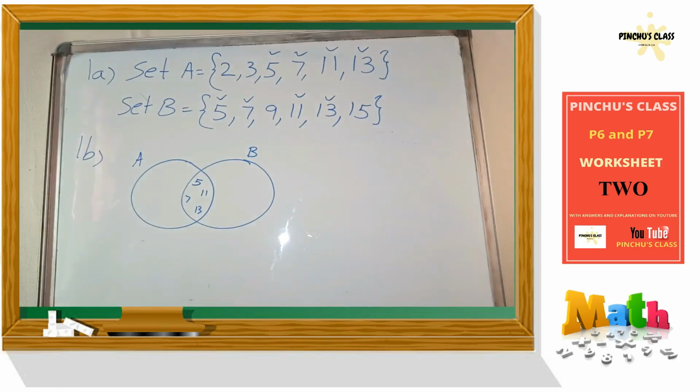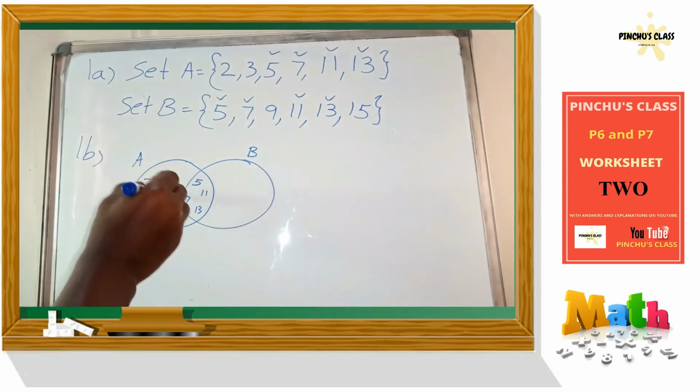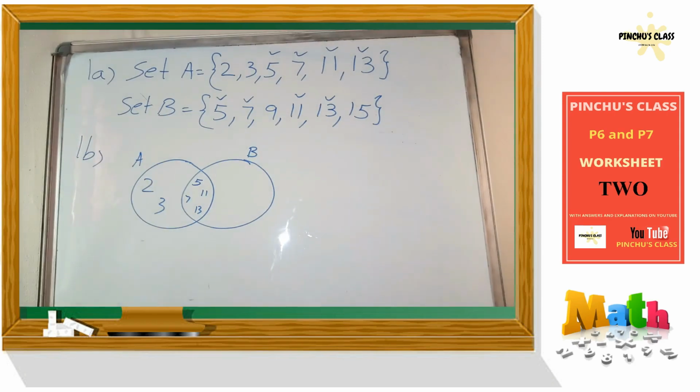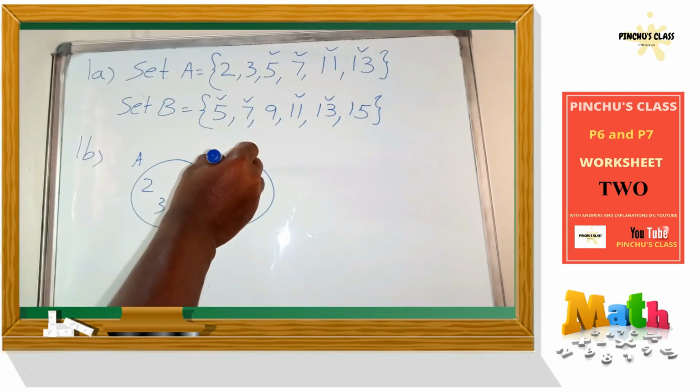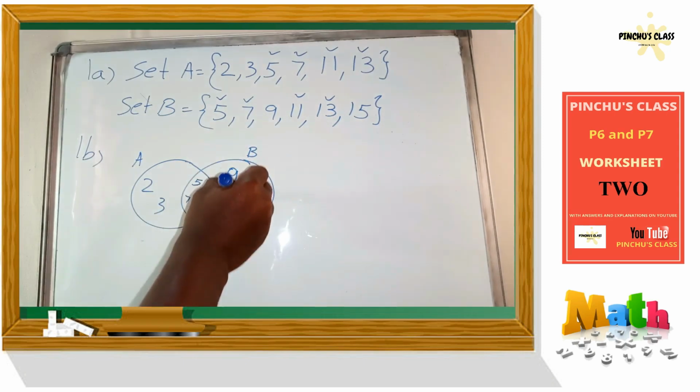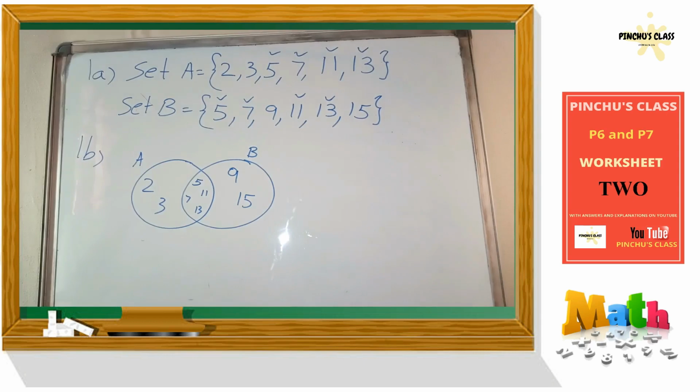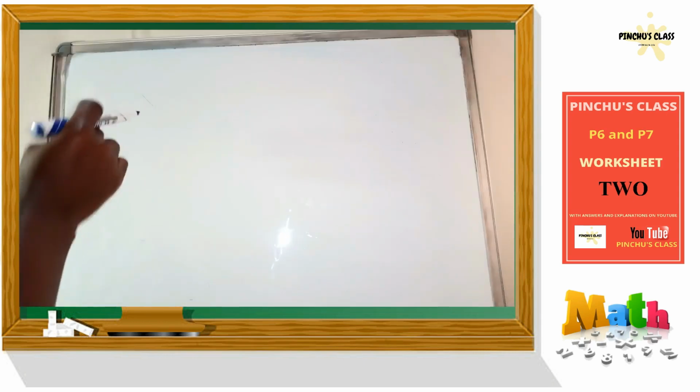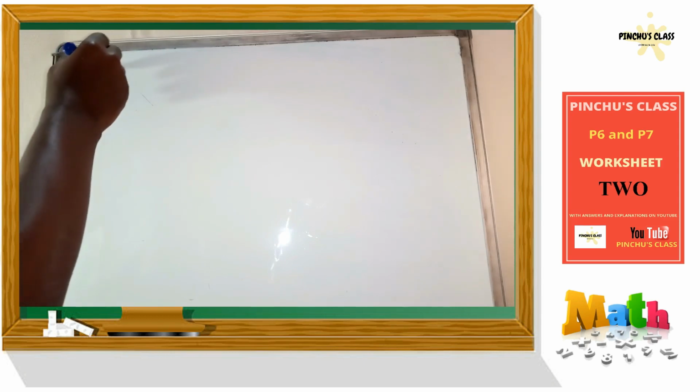Then we go to set A and we look at those members which are not in the intersection. We have 2 and we have 3, and those in set B we have 9 and 15. And that is the answer for part B. Let's go to number 2A.